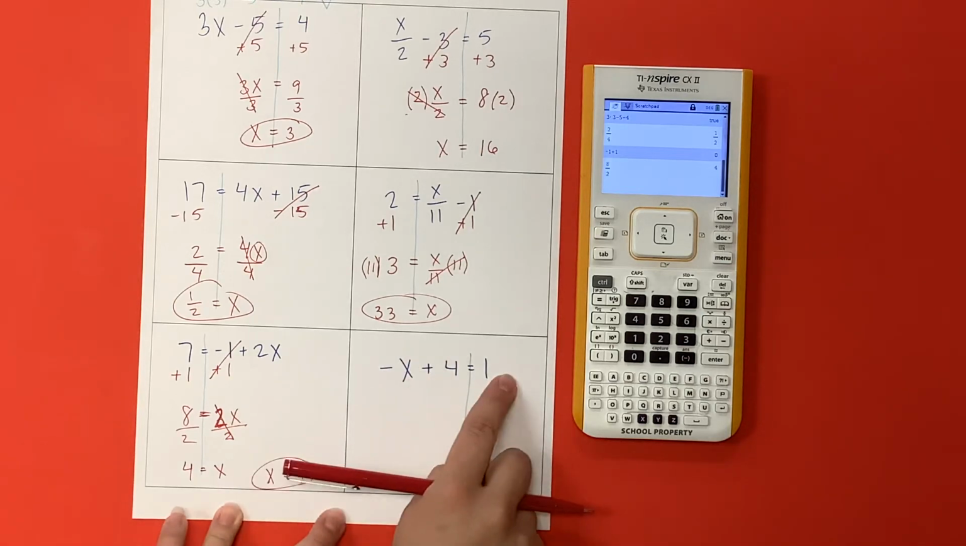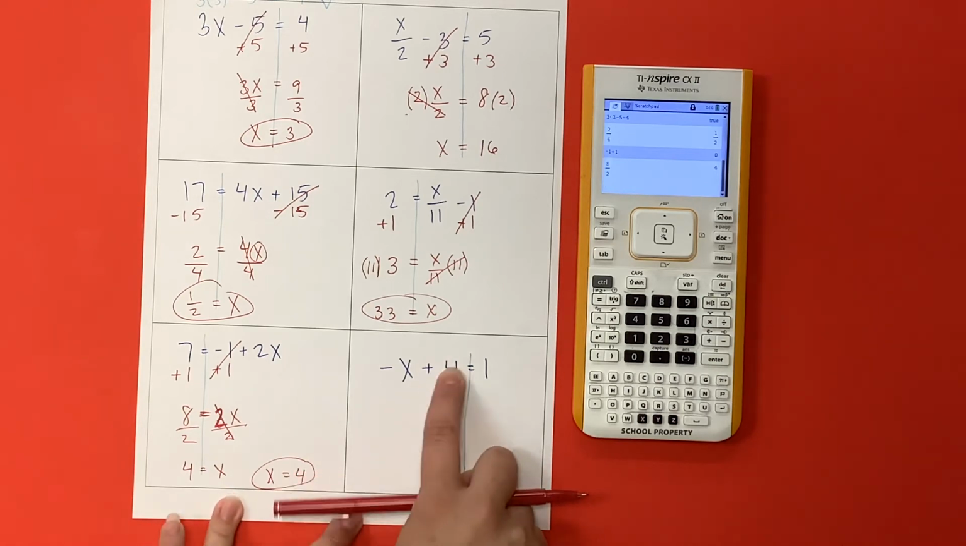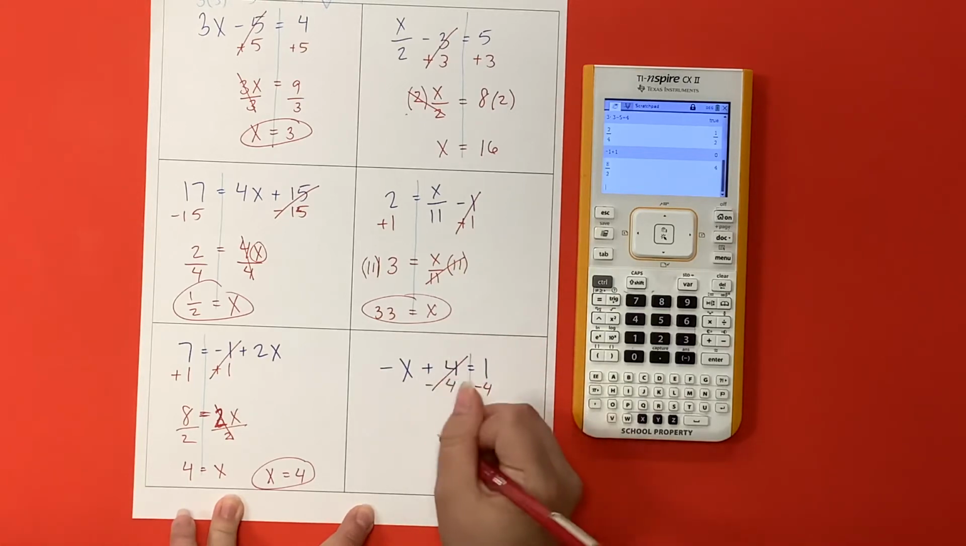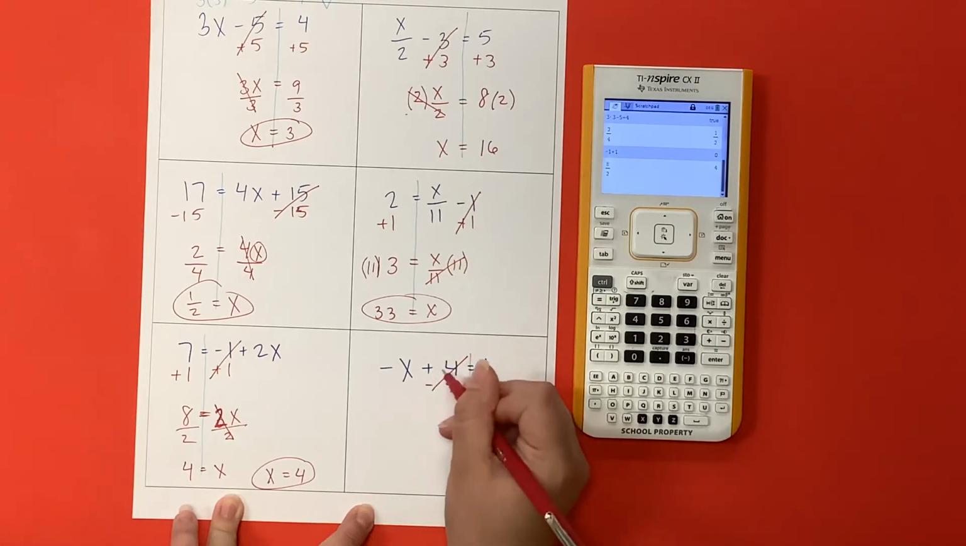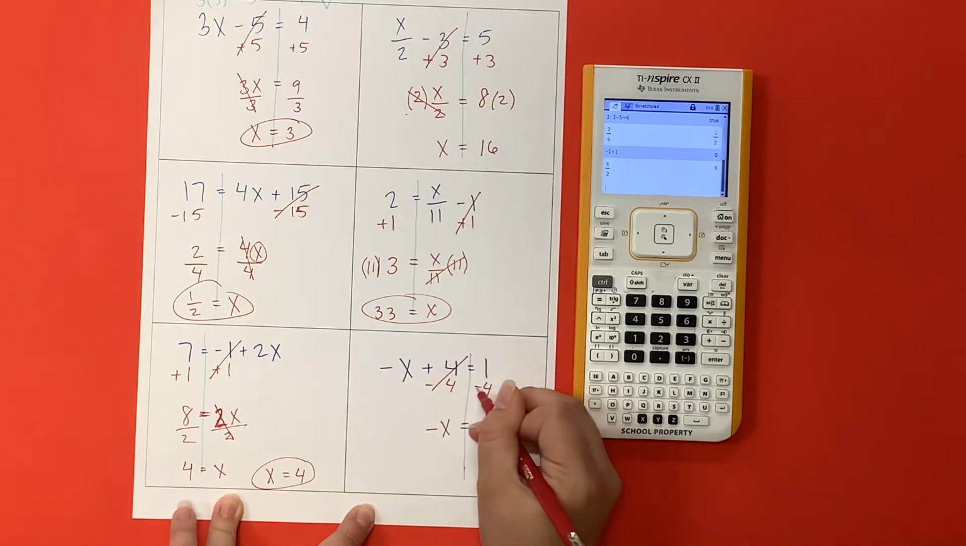All right, let's look at this one. Remember, we're going to work with addition and subtraction first. So this right here, this plus 4, is the one that we need to look at first. We need to subtract 4 on both sides. I'm going to rewrite this negative x down here. 1 minus 4 is -3.